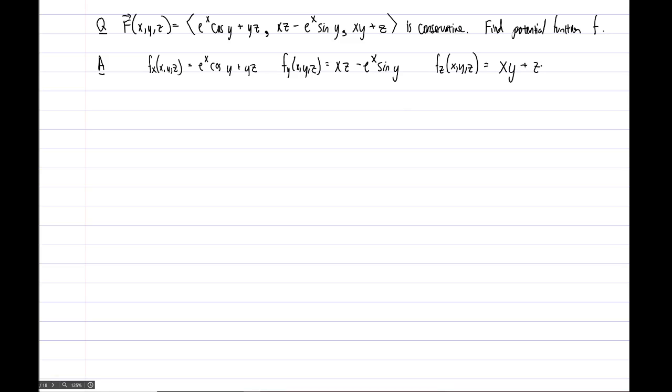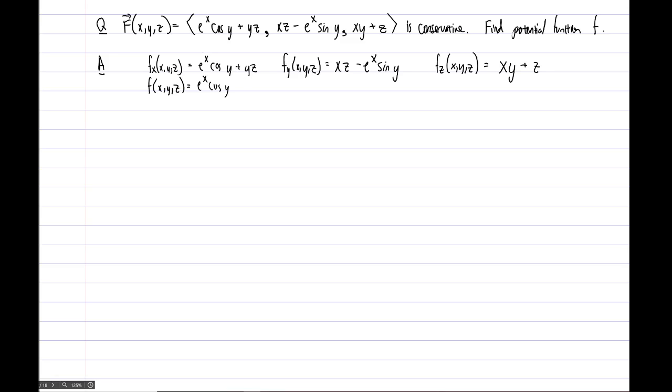So let's go ahead and take the first thing here, and we will anti-differentiate with respect to x. So we're integrating with respect to x, and integrating e to the x cosine y, you actually get e to the x cosine y.